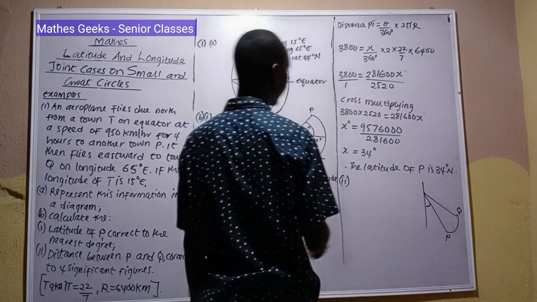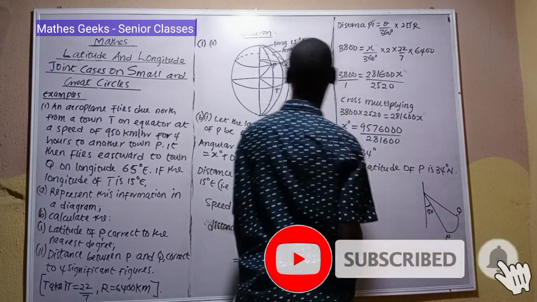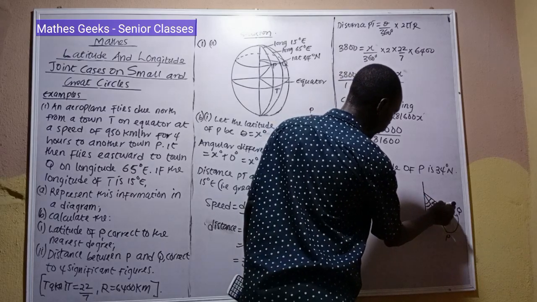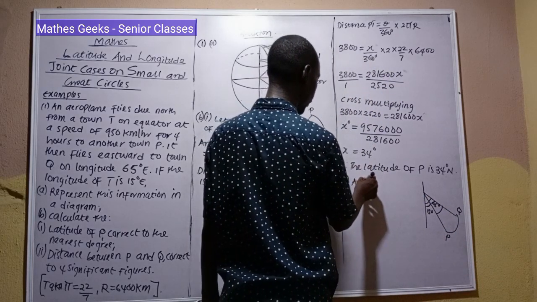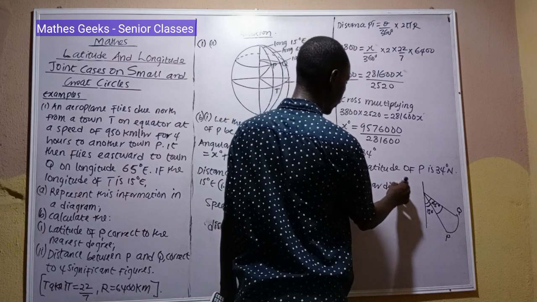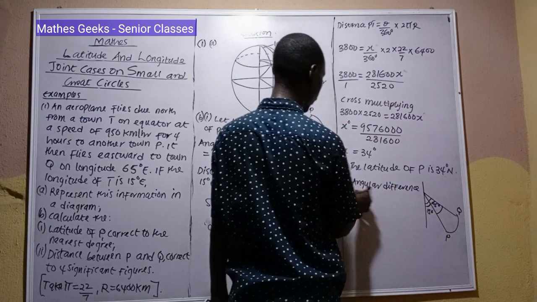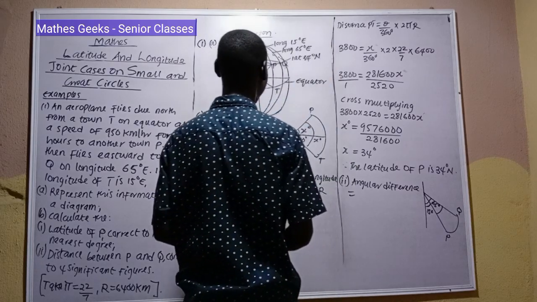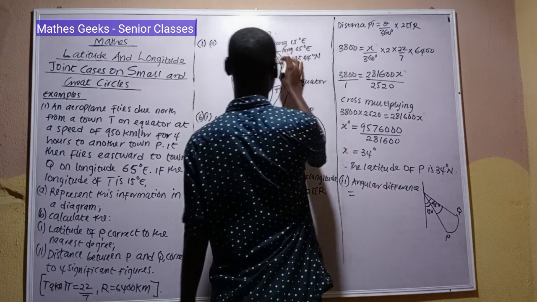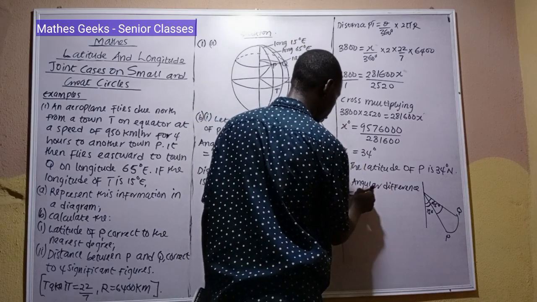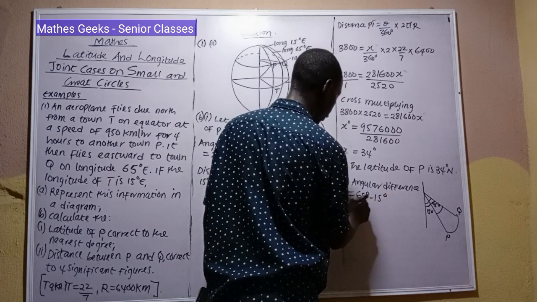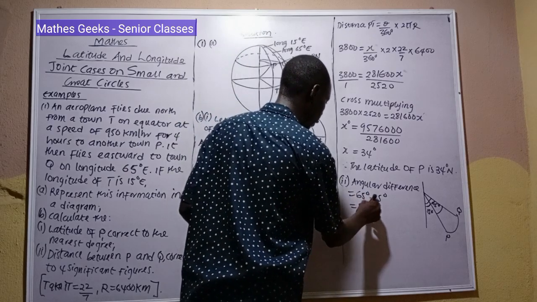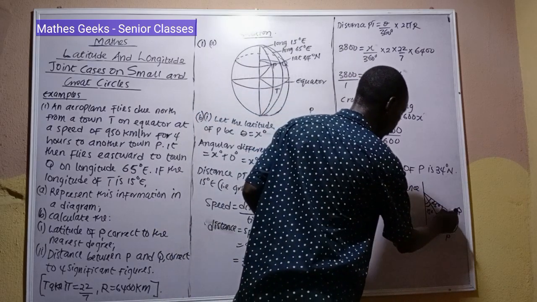Longitude P is 15 degrees east, and longitude Q is 65 degrees east. So we're going to say angular difference, which is difference in longitude, since they are on the same line of latitude. Both P and Q are on the same side of the globe, so you're going to subtract 65 degrees minus 15 degrees. That will give us 50 degrees. Angular difference is 50 degrees.